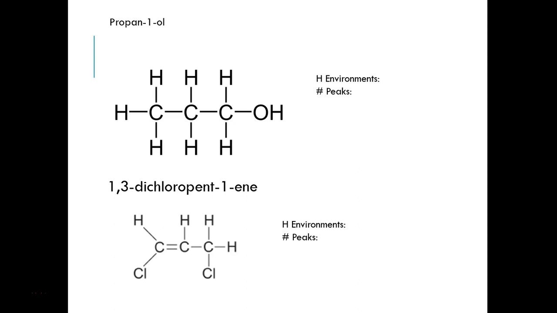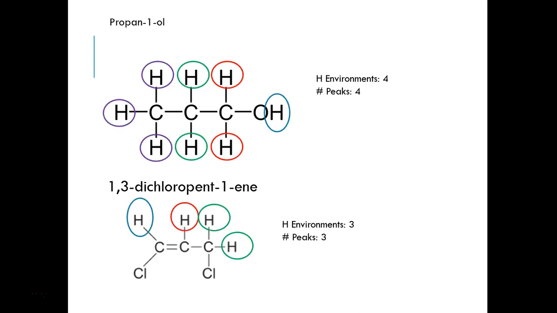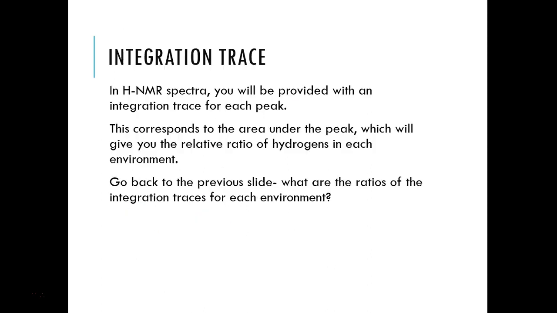So propan-1-ol has 4 different environments and 4 peaks. The hydroxyl group at the end means that the hydrogens attached to every other carbon are in different environments because they're different distances away from the hydroxyl group. It's not a symmetrical molecule. And in 1,3-dichloropent-1-ene, there are 3 environments. The 2 hydrogens on the end that are attached to the same carbon are in the same environment.